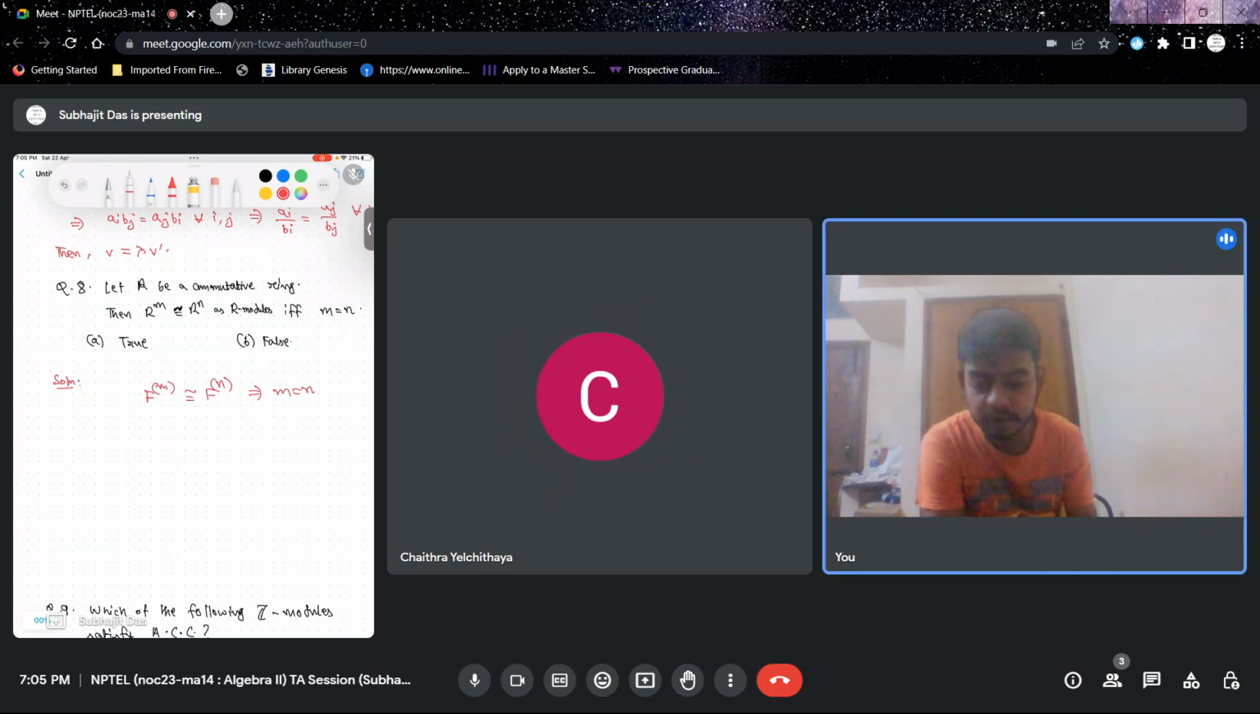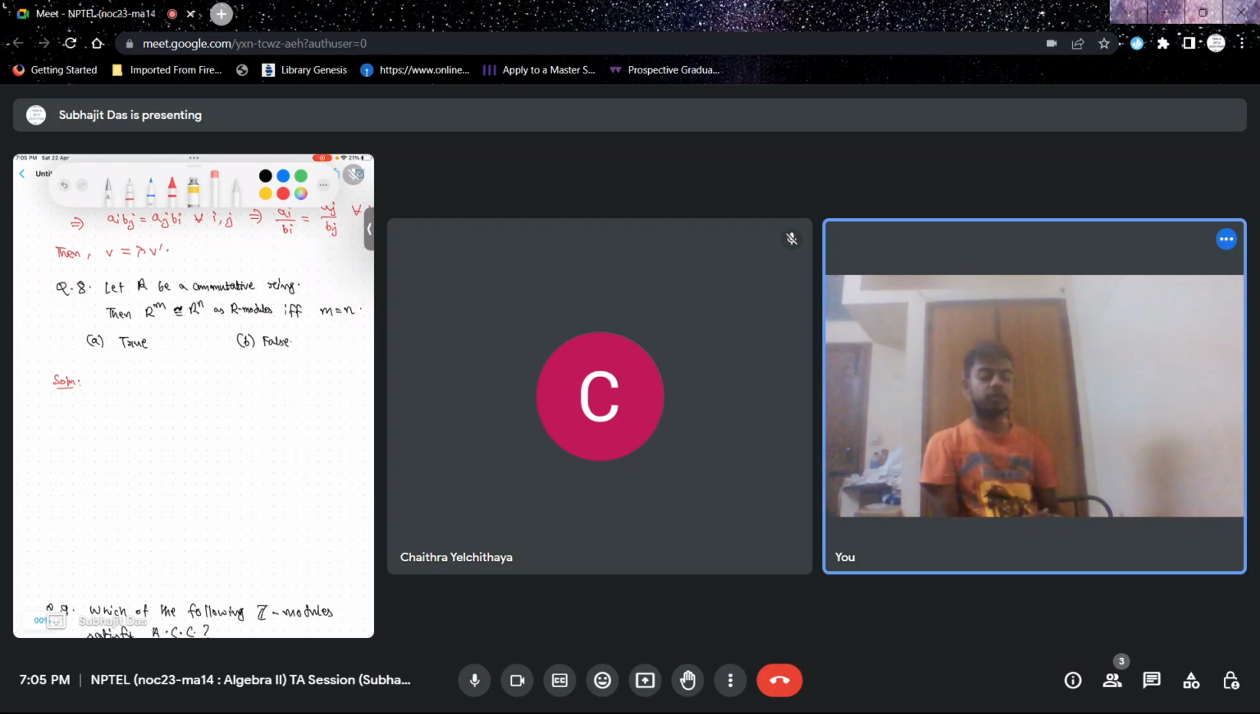That will be obviously true. You have already seen that any two bases for a vector space over a field F have the same cardinality. So certainly this is true if R is a field F. But what about a general commutative ring? What do you think?